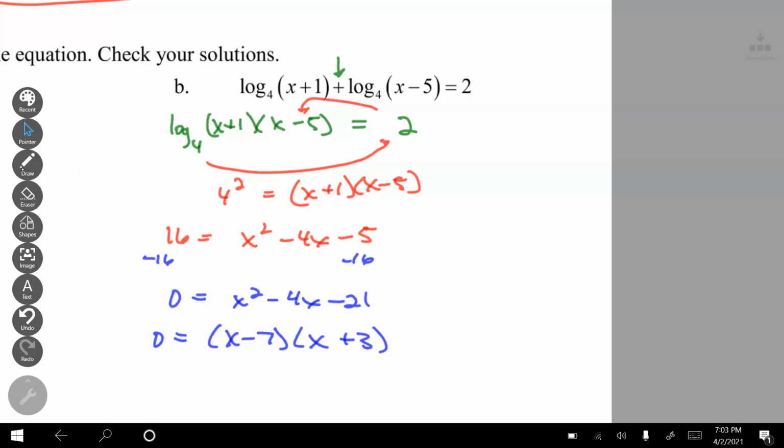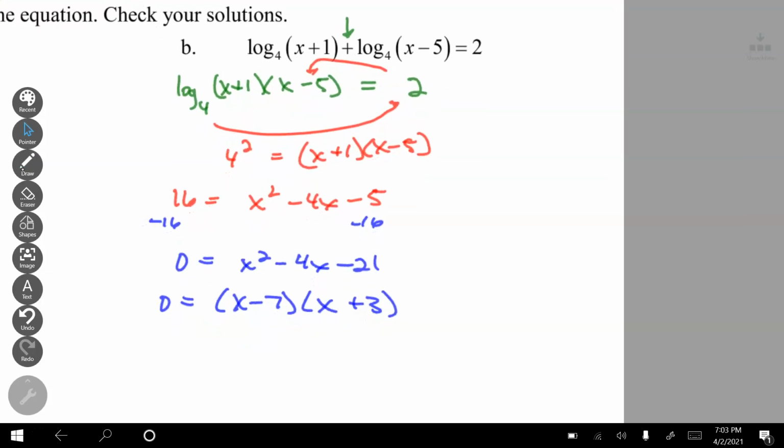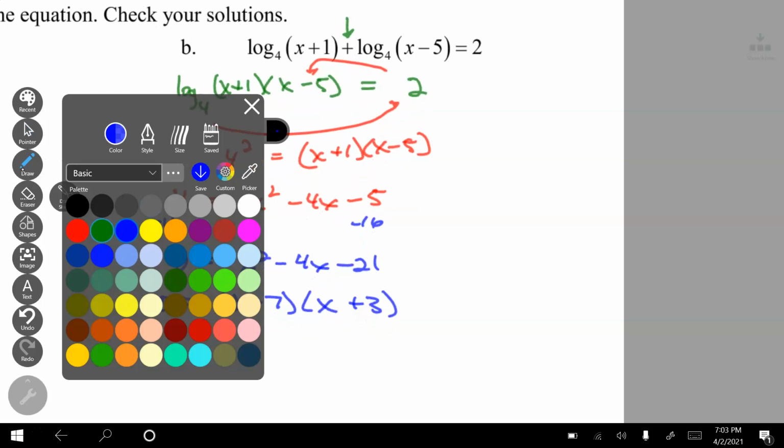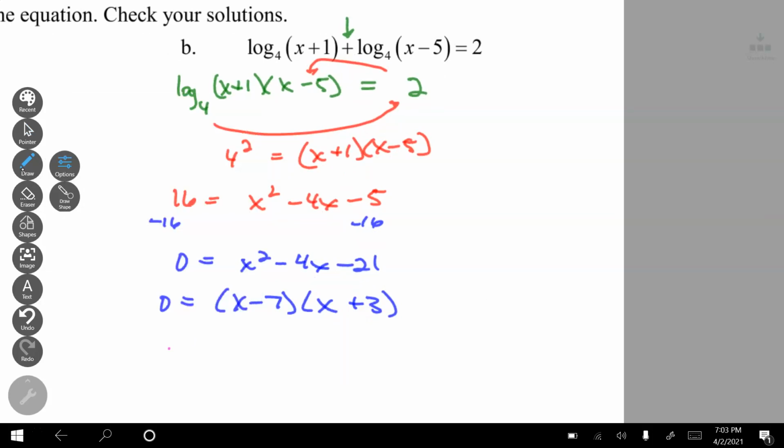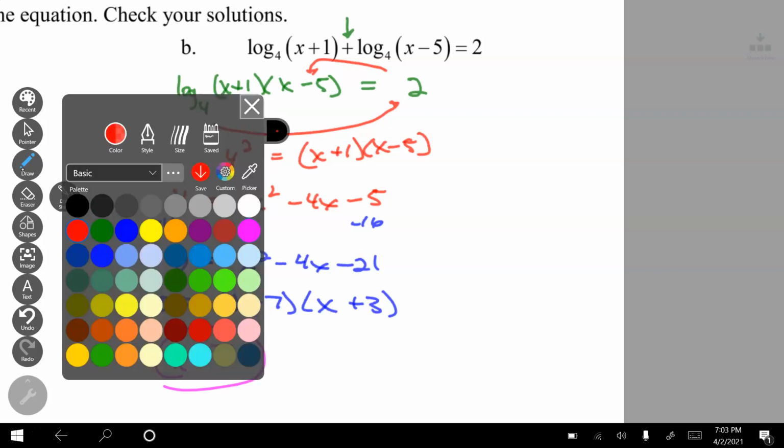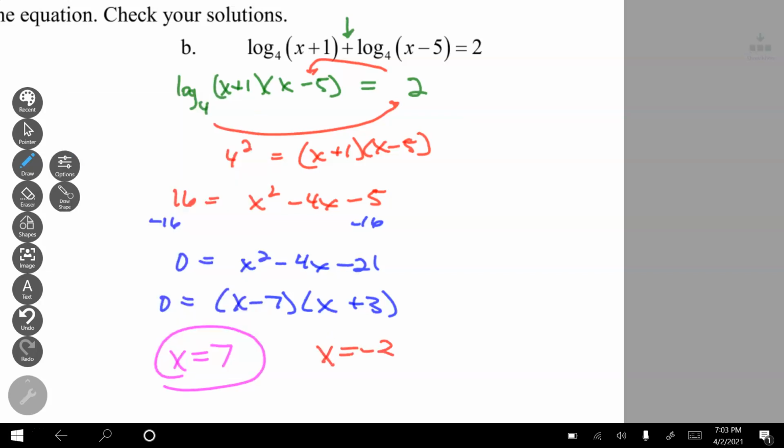I get 2 solutions. My 2 solutions are going to be x equals 7 is a solution. My other solution is x equals negative 3. Except, I can't use that. This is extraneous, because if I plug negative 3 in here, I get negative 2 and negative 8, and I can't take logs of negative numbers.